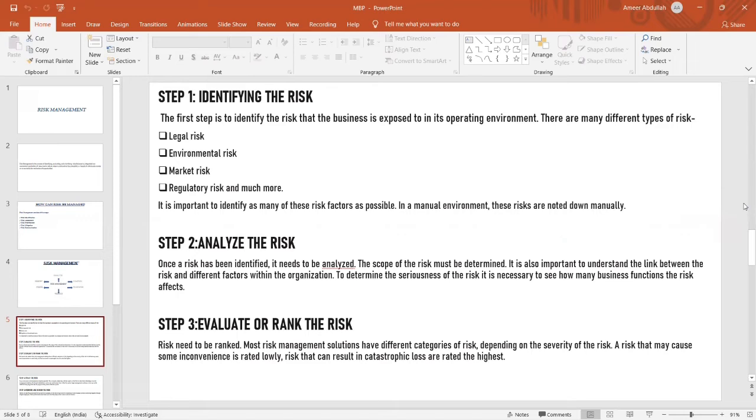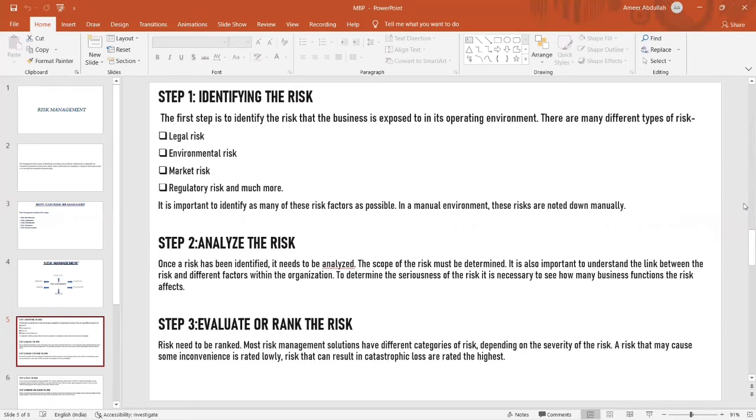The first step is to identify the risk that the business is exposed to in its operating environment. There are many different types of risk: legal risk, environmental risk, market risk, regulatory risk, and much more. It is important to identify as many of these risk factors as possible. In a manual environment, these risks are noted down manually.